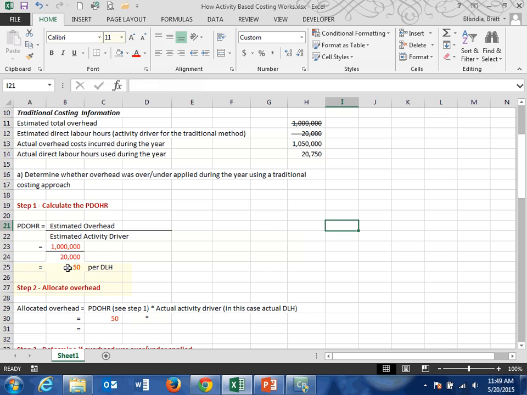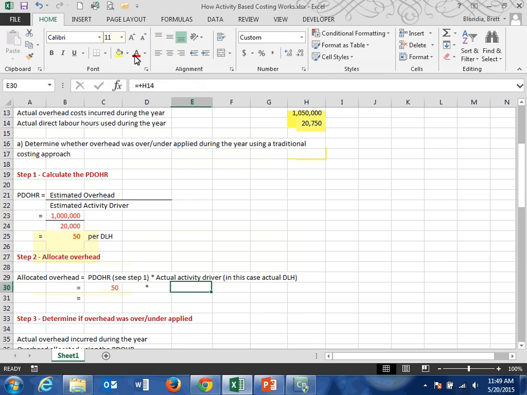What I do need is my predetermined overhead rate and the actual direct labor hours that were used during the year. So I had $50 per direct labor hour as my predetermined overhead rate, and I used 20,750 direct labor hours during the year. So these are the actual hours that my direct staff worked. Okay? I'm going to charge overhead at the rate of $50 per hour used. So 50 times 20,750 is $1,037,500. Okay? That becomes my allocated overhead.